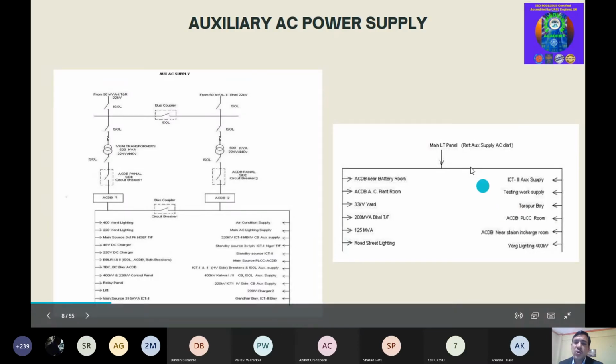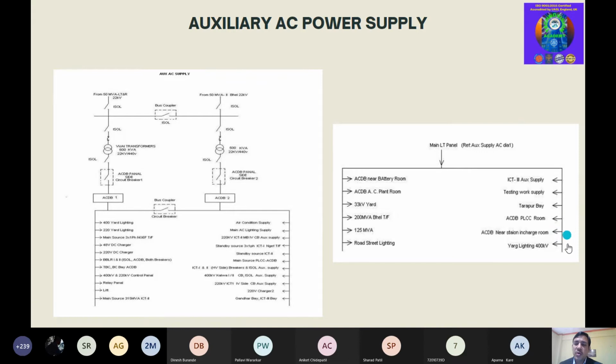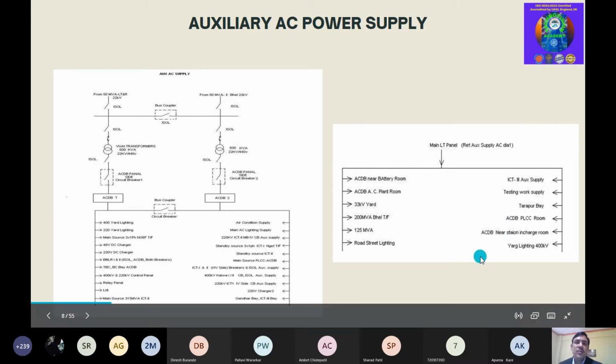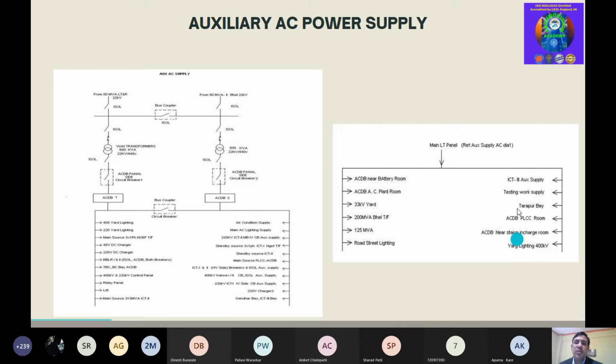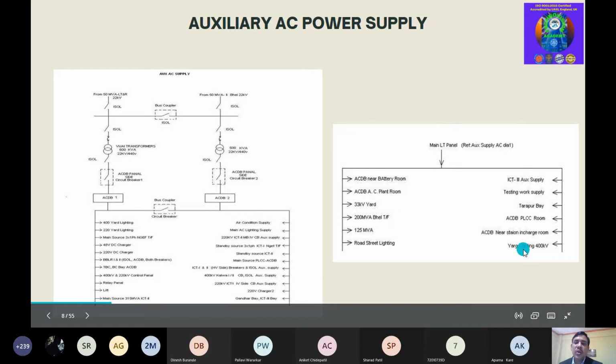So from this LT supply, that supply goes to the ICTs, even the cooling system of the transformers. The pumps of the transformers also run on the AC supply. So for running the cooling pumps, even fans, we need AC supply. Everywhere we need this AC supply, even street light, yard lighting, everywhere, and accordingly we divide this supply.